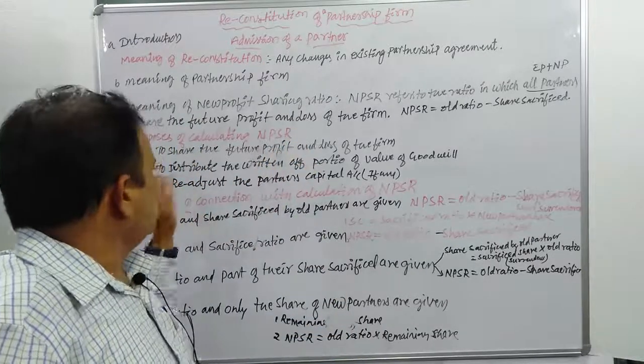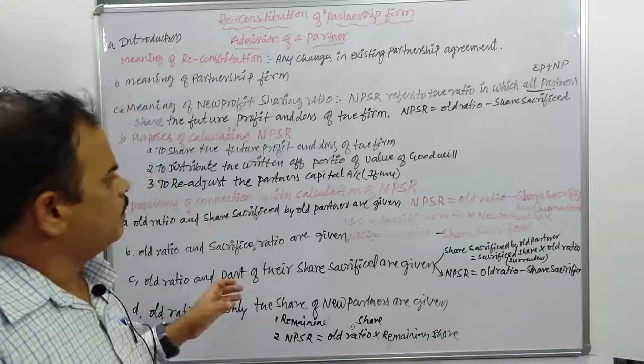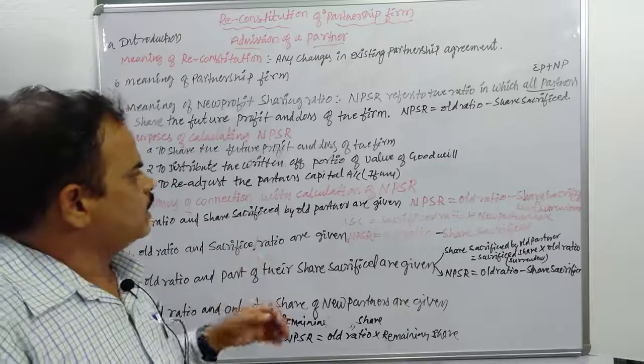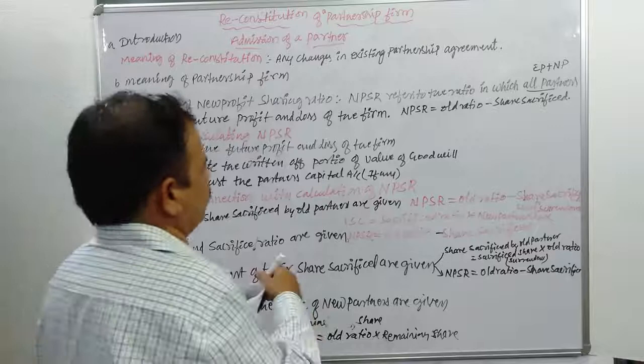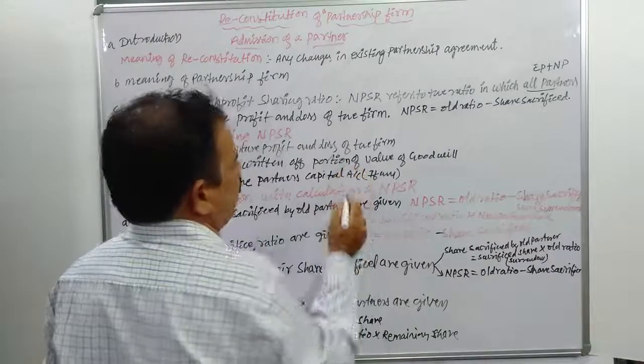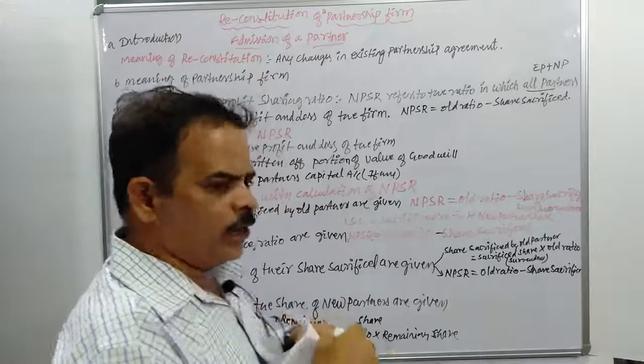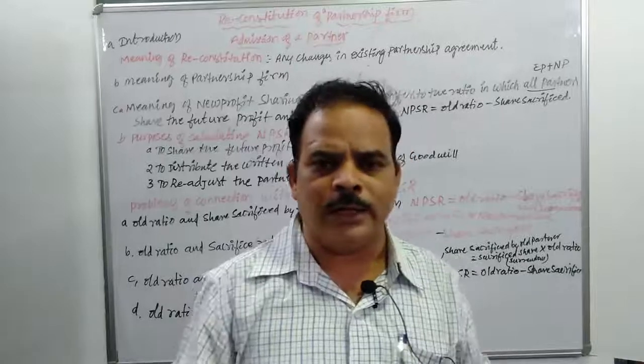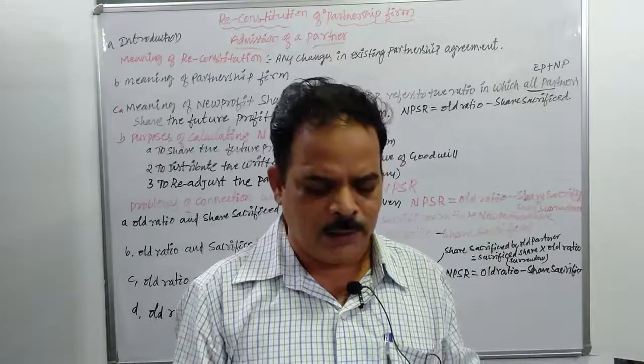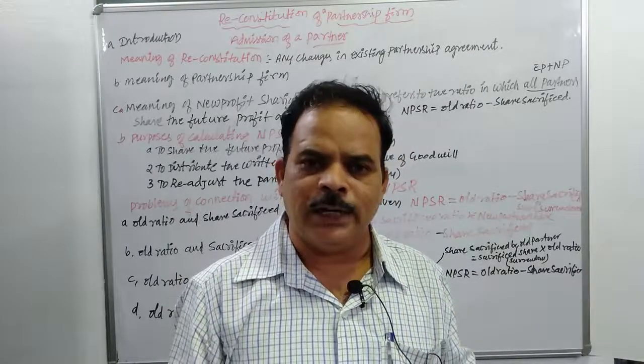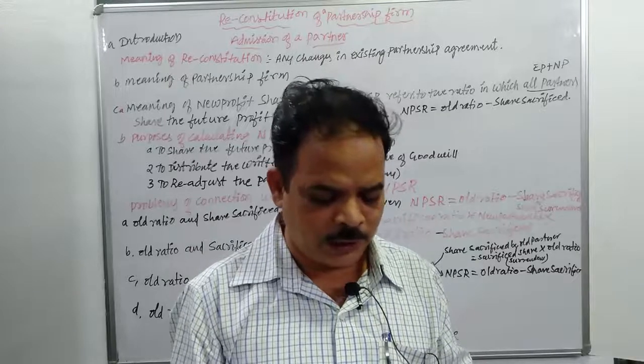Then the second one is to compensate for the return of the portion of the value of goodwill. Goodwill is returned to the firm, so definitely we need to calculate the new profit sharing ratio.